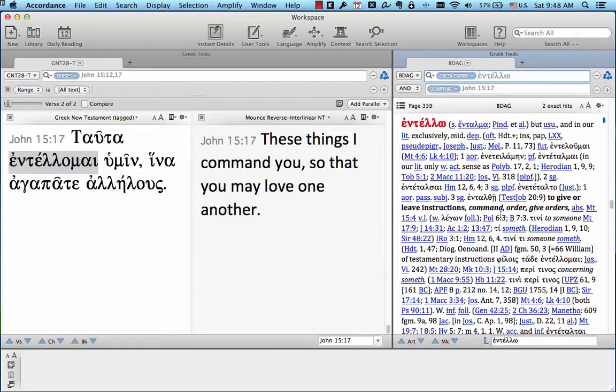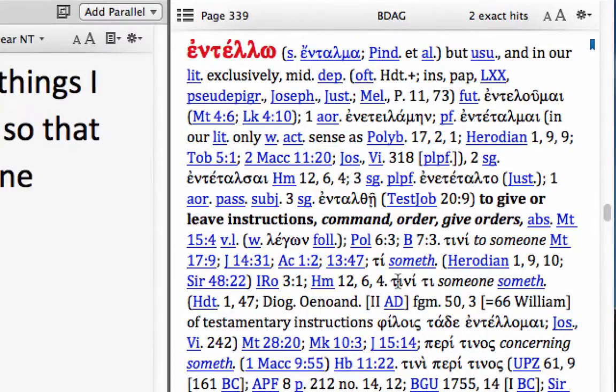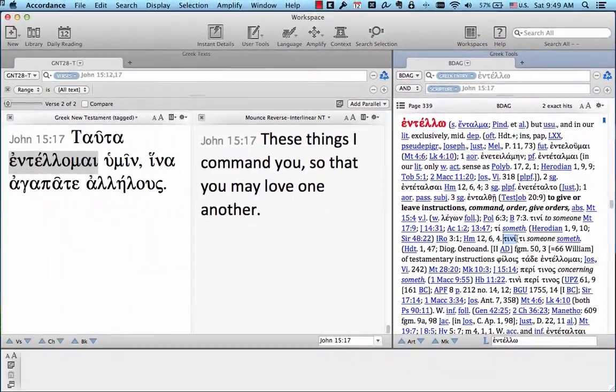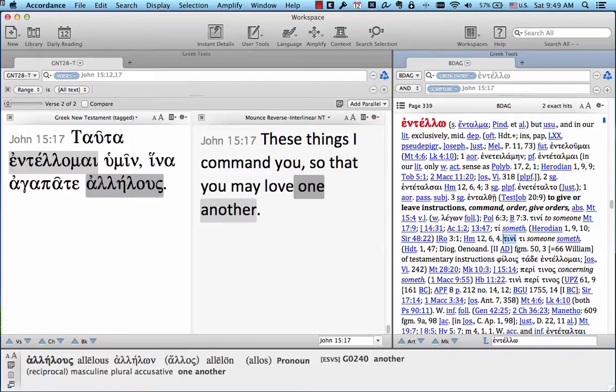So, for example, entello means I give commands to, and if you go down in BDAG, you can see right here, tini ti, which means that what is given is in the accusative, and to whom it is given, tini, is going to be in the dative. So these things I command to you all is the idea. So I command these things to you all, hina, in order that you love one another.